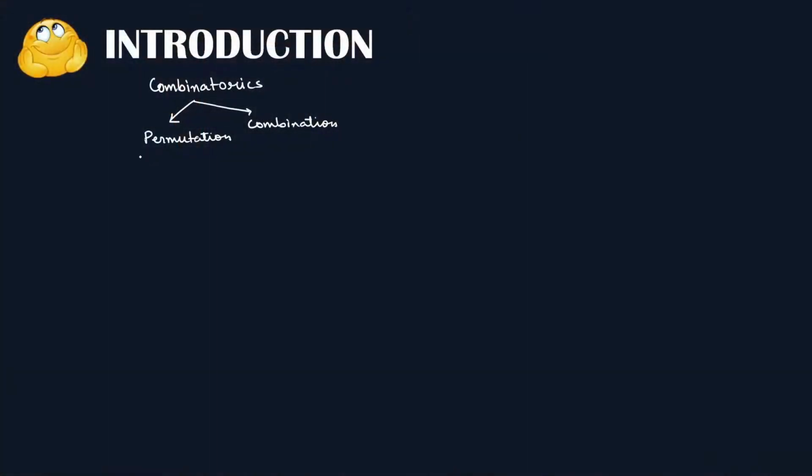What is permutation? Whenever there is a question of arrangement, it's a question of permutation. But if the question is of selection or grouping, then it is called combination. Is it clear? So permutation is when arrangement of objects is involved. Hence, here order is important.